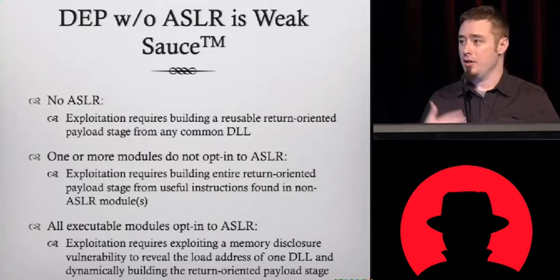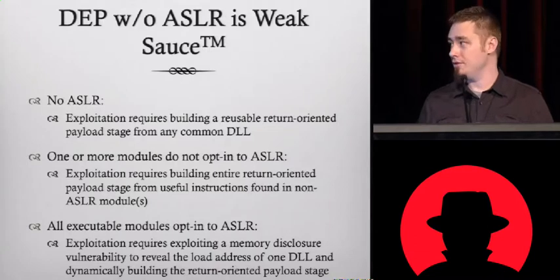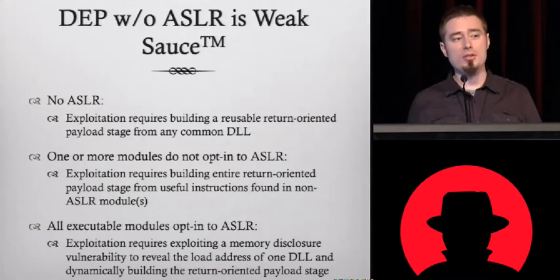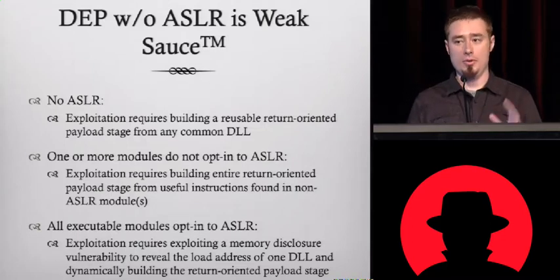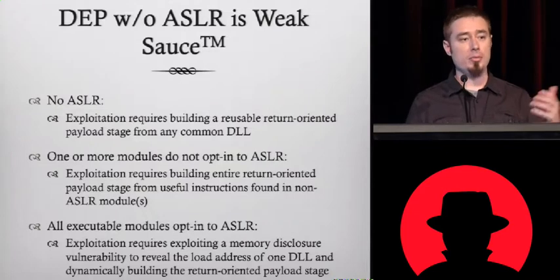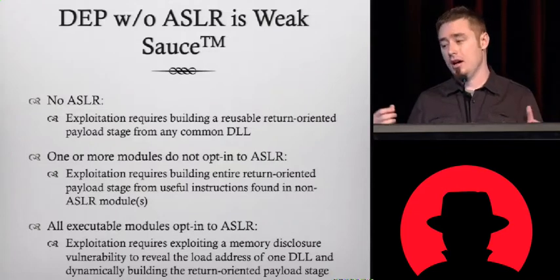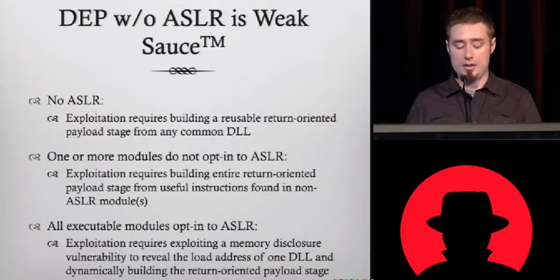If you have an ASLR system that has one or more modules that does not opt into ASLR, all you need to do is find which one that is and solely use that for your return-oriented exploitation. And this may require a variety of strategies. You can do a little bit of ROP, a little borrowed instructions, a little bit of ret-to-libc.